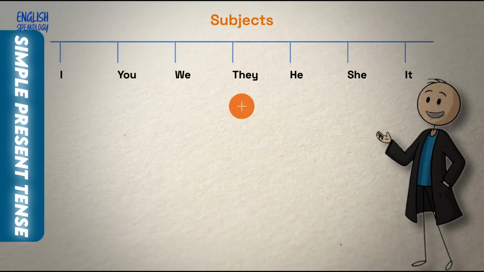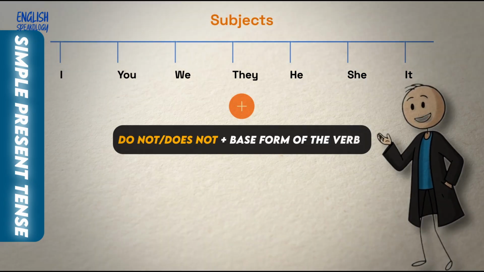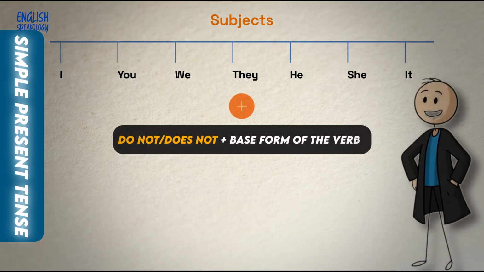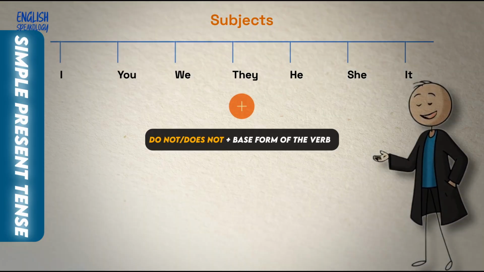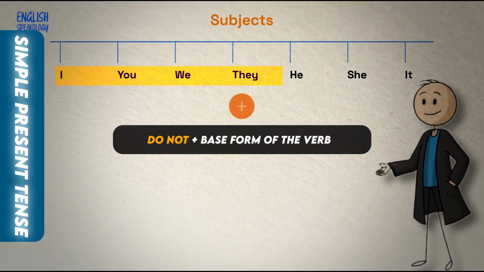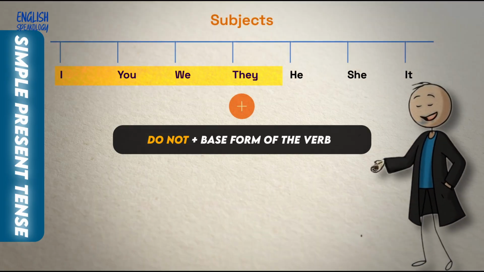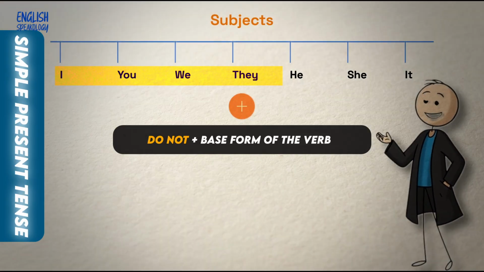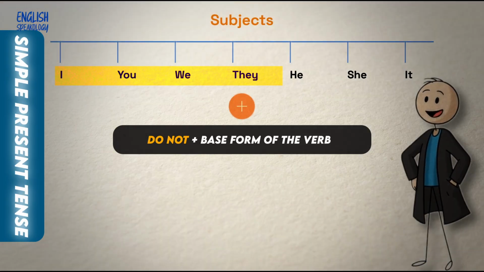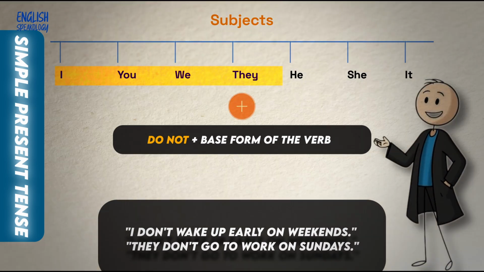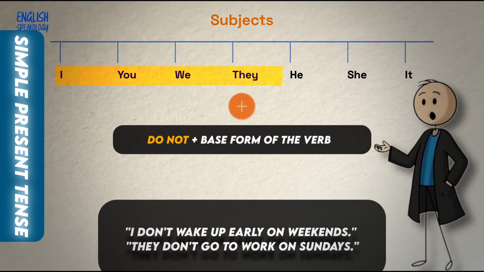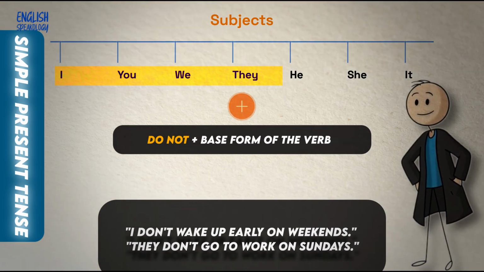To make a sentence negative, use do not or does not plus the base form of the verb. For most subjects, I, you, we, they, you use do not or the shorter form don't. For example, I don't wake up early on weekends. They don't go to work on Sundays.